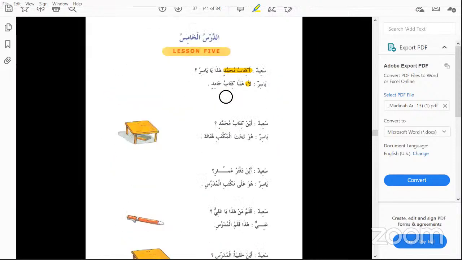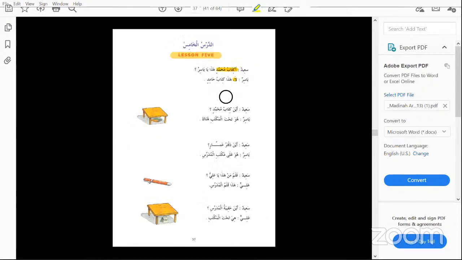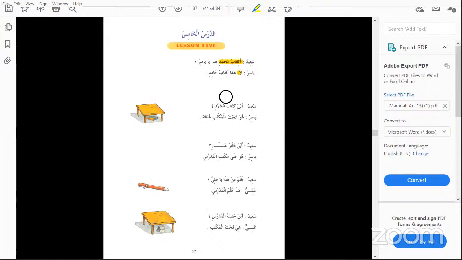Go ahead, sister. Aina Kitabu Muhammadin, where is Muhammad's book? Huwa tahtal maktabi hunaka. The book is underneath the desk. Hunaka means there. It is underneath the desk.